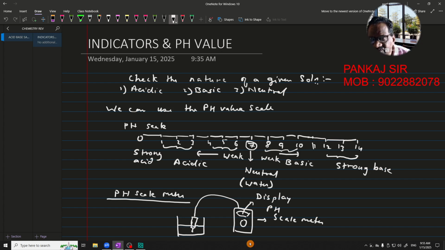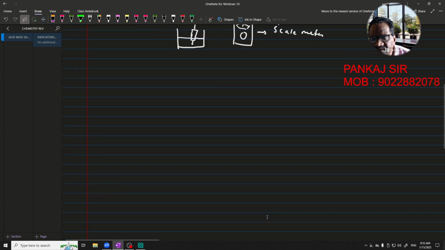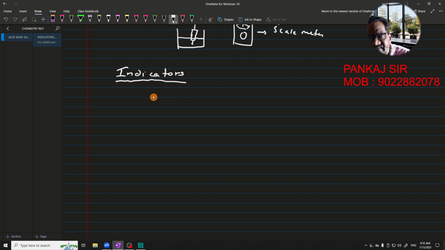Fine. Now let us talk about the indicators. Indicators are nothing but chemical substances, like any other chemical substance. They are compounds, right? Now in your IGCSE curriculum, you will have to study the following indicators. One is litmus paper, another one is methyl orange, and the third one is phenolphthalein.